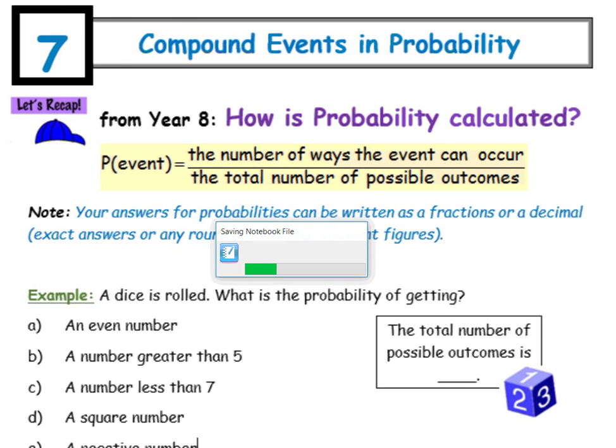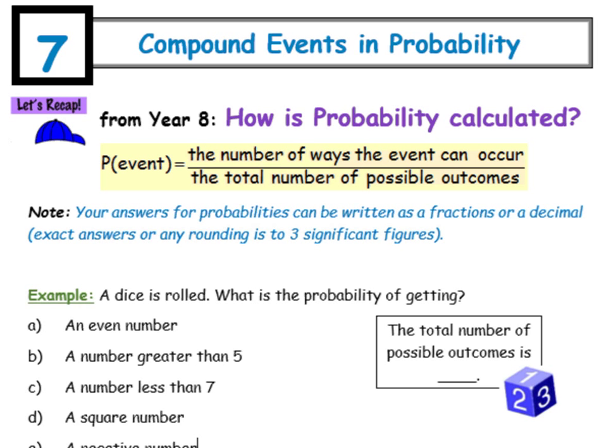Now let's move on to the actual lesson. So compound events in probability. Just recapping, you did a bit of introduction to probability in Year 8. So from Year 8, how is probability calculated? You might remember that the probability of an event is the number of ways the event can occur over the total number of possible outcomes.